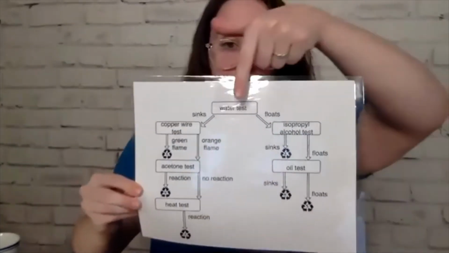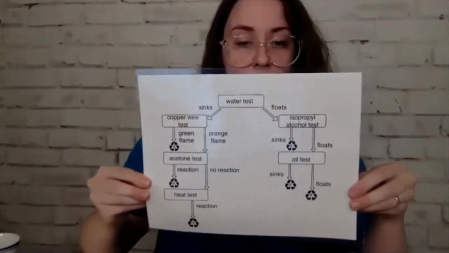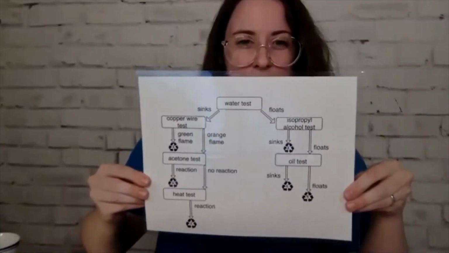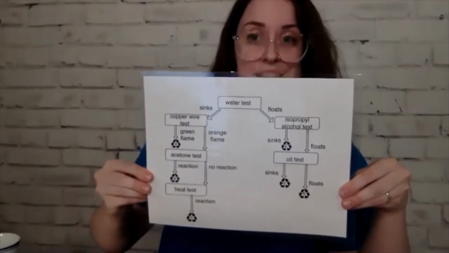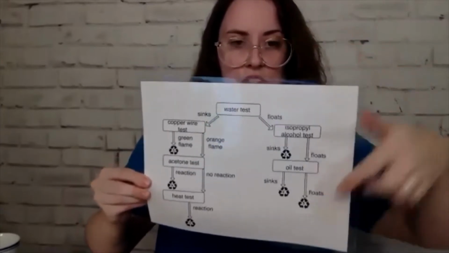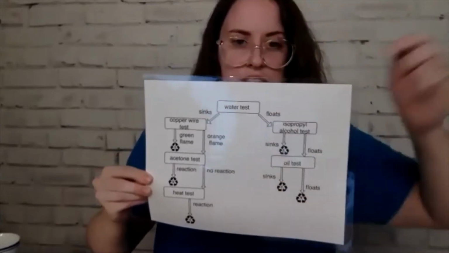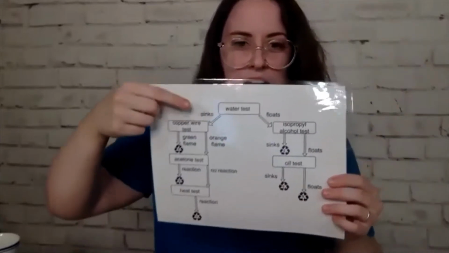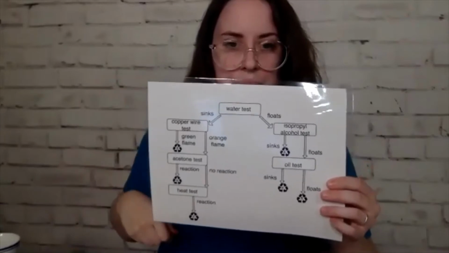But we already did the first one. We did the water test. That was kind of our first one. It tests the density. So if it floats, we can do these. If it sinks, we can do these. Let's talk about testing our sink pile.